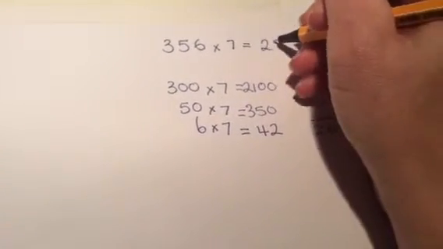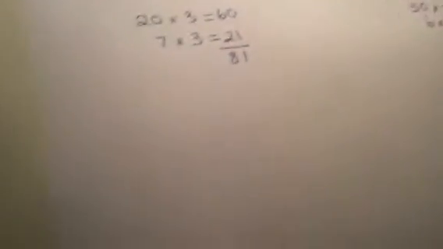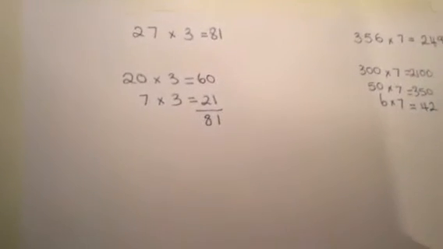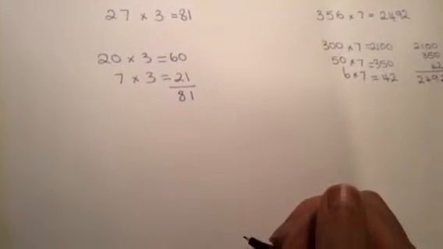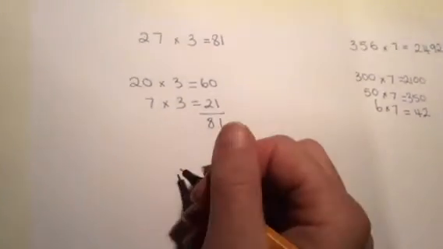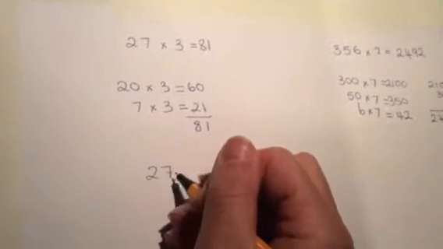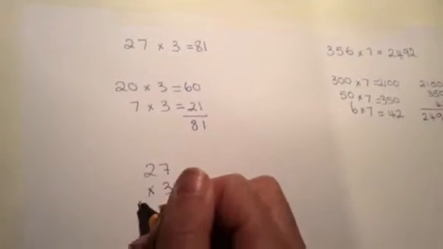So the answer is 2,492. Now, if your child is feeling confident, you can move them on to what we call the compact method, but it can be slightly more confusing, so we tend to not do this until later on in the year. So for this, we'd have to do 27 times 3.